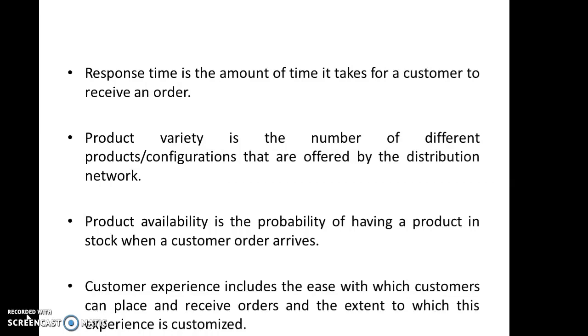The next one is product availability. Product availability is the probability of having a product in stock when a customer order arrives. Whenever the customer is expecting a particular product, if it is available readily, then the customer will feel happy and will purchase it immediately.